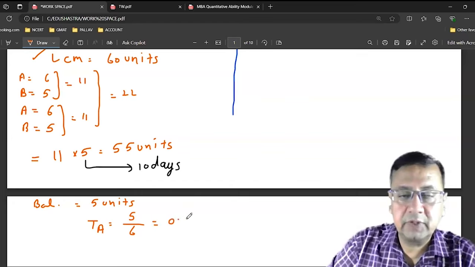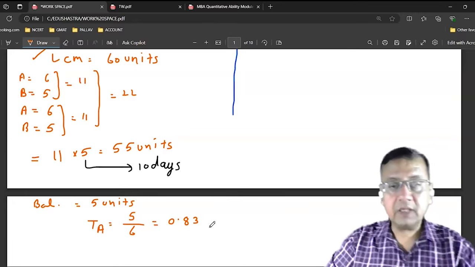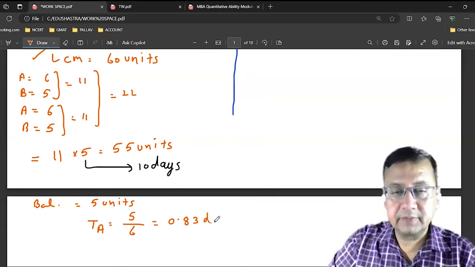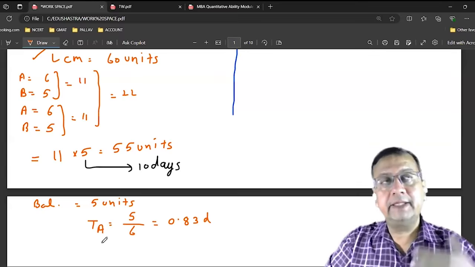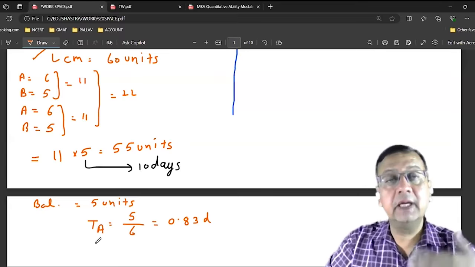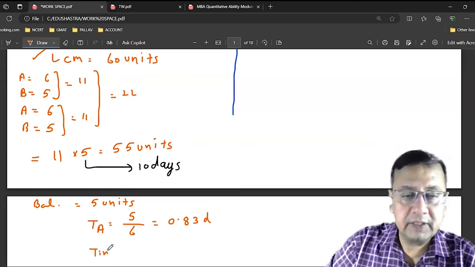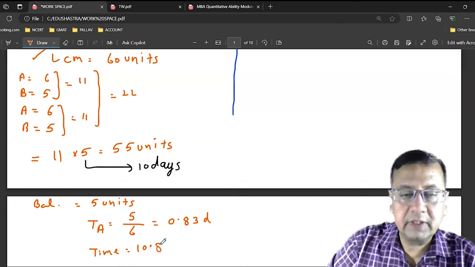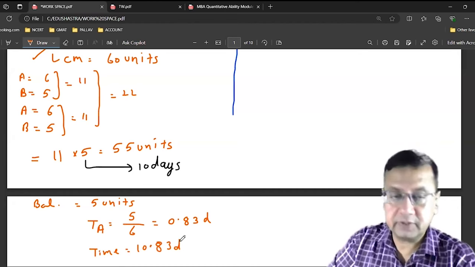So 5 by 6 is 0.83, right? 83.33%. So A is taking 83% of the 11th day, right? So what is the total time they are taking to finish the work? 10.83 days. And this is the precise value at which they finish the work, right?